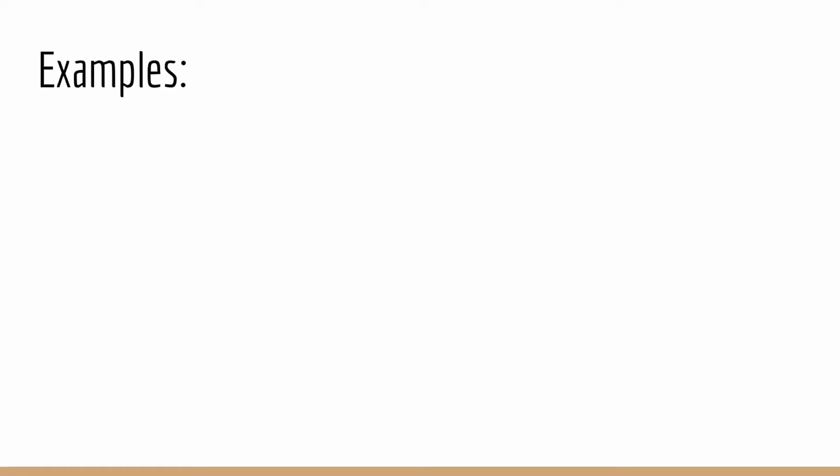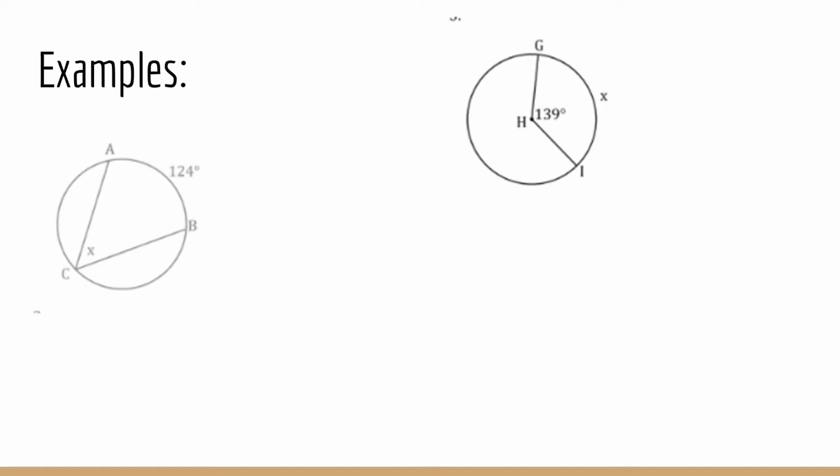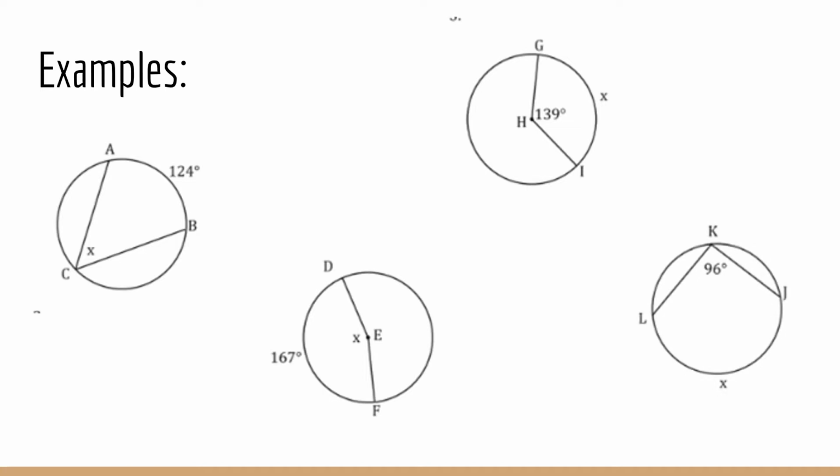So let's work through a couple of these examples. In this first one, since our central angle is 139, our arc from G to I is also 139. We have an inscribed angle here on the left, so if our arc is 124, then our angle must be half that, and it must be 62. In this one, we know our arc is 167, and we have a central angle, so our x value is also 167. And in this one, we know that our inscribed angle is 96, which means that our angle x must be double that, which comes out to be, I think, 192, if my addition is accurate.